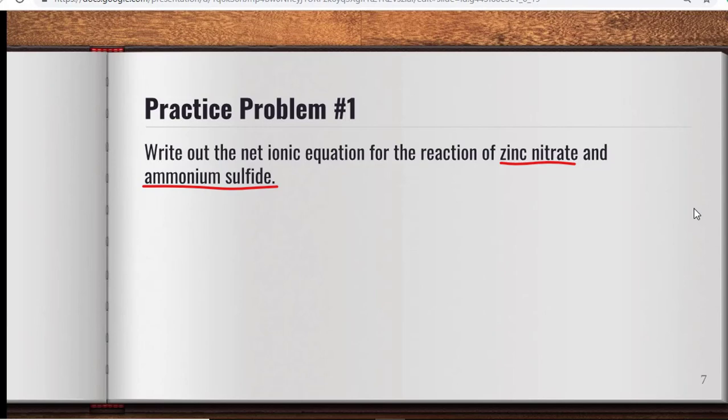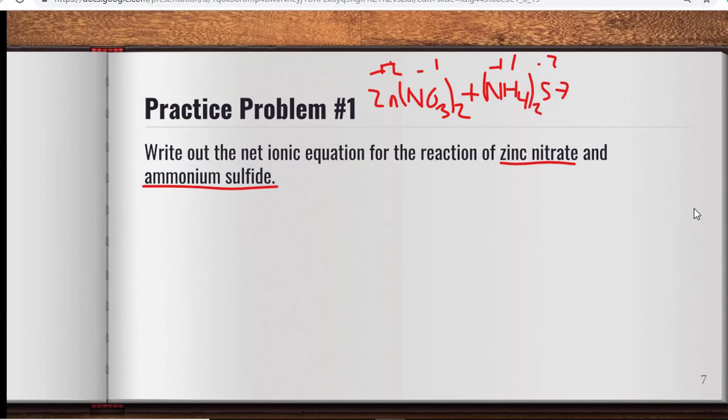So zinc, Zn, nitrate, NO3. So zinc, remember, is a +2. NO3 is -1. So this is Zn(NO3)2, which reacts with ammonium sulfide. Ammonium is NH4. Sulfide is S. You have a +1 and a -2. So this is (NH4)2S.